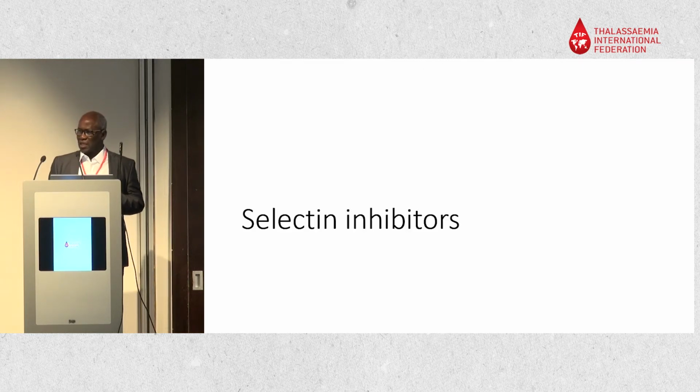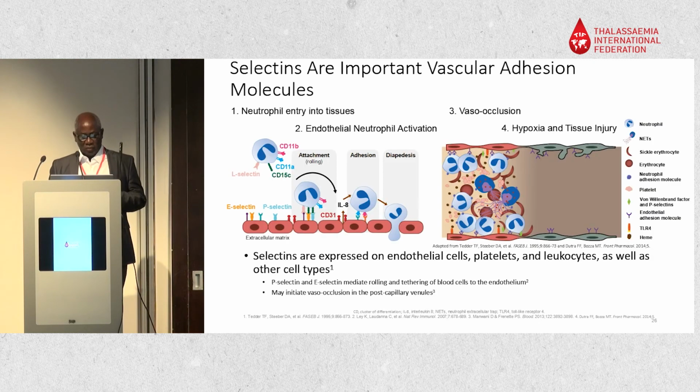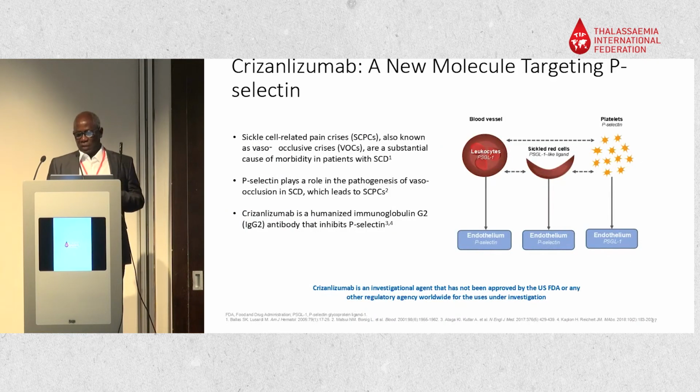And selectin inhibitors, something where we know a lot of different selectin inhibitors, pan-selectin inhibitors. Obviously this is located on the various cells and therefore increases margination and endothelial interaction, and subsequently more sickling, more obstruction, more hemolysis. So if you can reduce that, then you reduce the tissue injury.